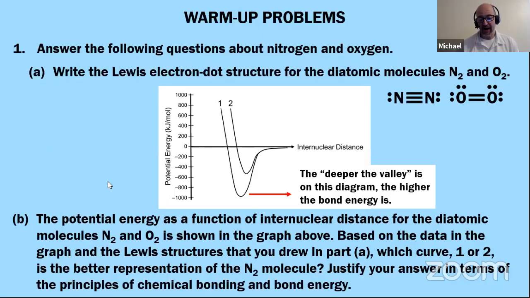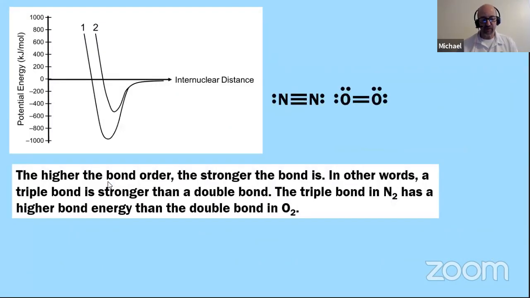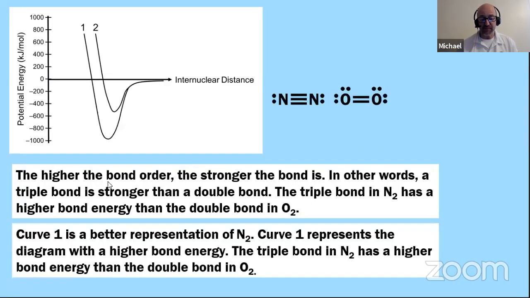And I think we did talk about in yesterday's lesson that a triple bond is going to be stronger than a double bond. So therefore, since we have a higher bond order in nitrogen, and that's going to have a greater amount of energy required to break the bond, curve 1 is a better representation of the N2 because it represents the diagram with a higher bond energy.